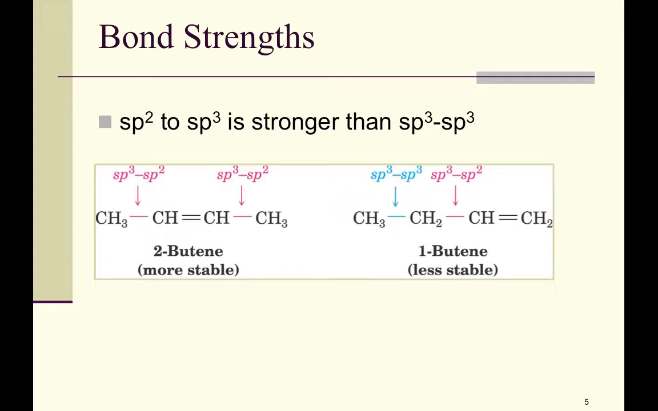Bond strengths. An sp2 to sp3 bond is stronger than an sp3 to sp3 bond. In 2-butene, this is a more stable molecule because the carbon on the left-hand side is written here as an sp3 hybridized carbon bonded to an sp2 hybridized carbon. This bond is much stronger than when we look at 1-butene, where on the left-hand side we have an sp3 to sp3 bond. In the 2-butene, we have 2 sp3 to sp2 bonds, whereas in the 1-butene, we only have 1.